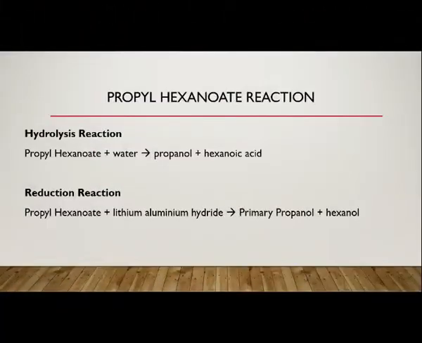For the hydrolysis reaction, the process will require water. The products will be propanol and hexanoic acid. The second reaction is the reduction. It will require lithium aluminum hydride added to the compound. The products of the reduction reaction will be primary propanol and primary hexanol.